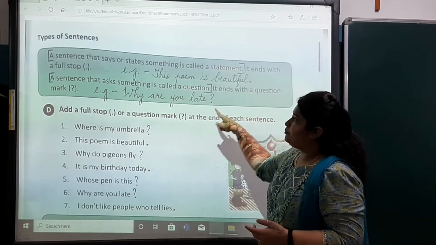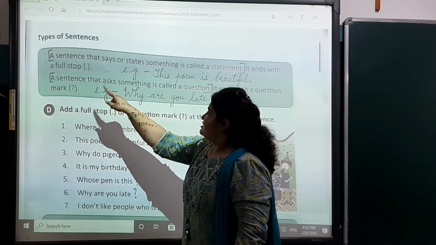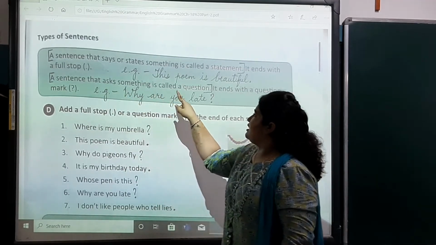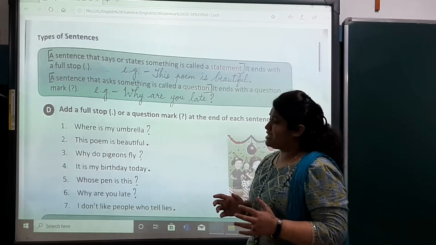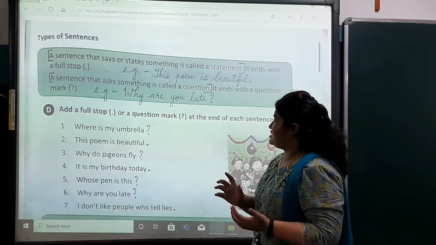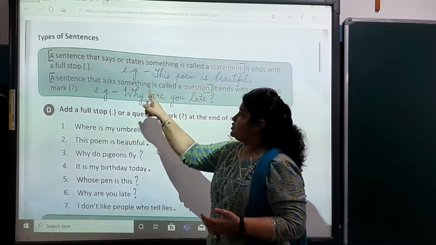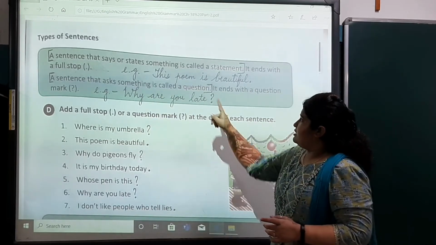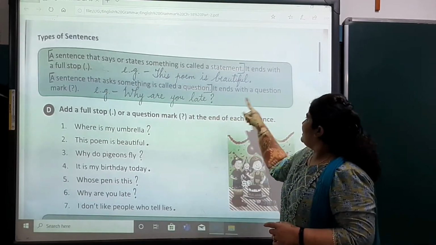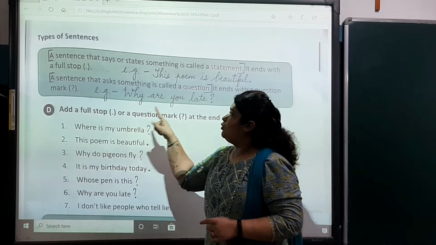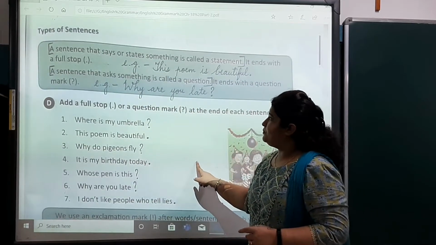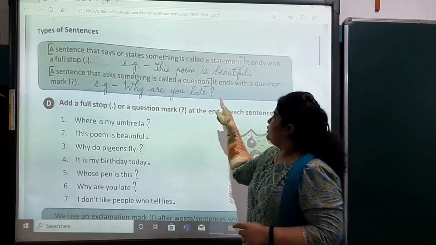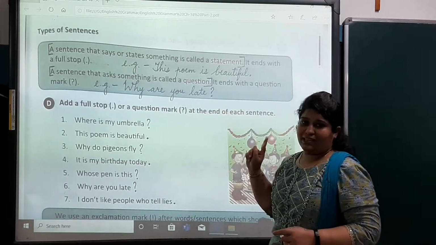Now we ended with the full stop. Second one, a sentence that asks something is called a question. Now the second type: what kind of sentence can be a question? A sentence that asks us something is called a question. It ends with a question mark. Now how do we end a question? We put a question mark at the end, right? Example: why are you late? And we put a question mark at the end.